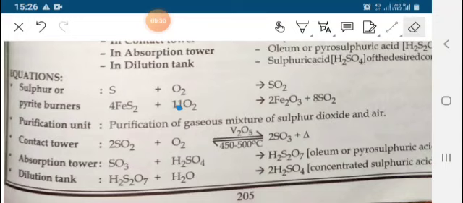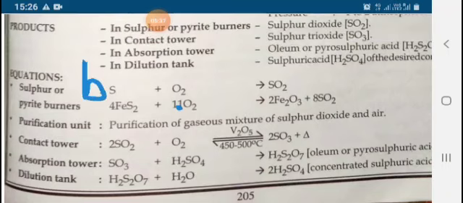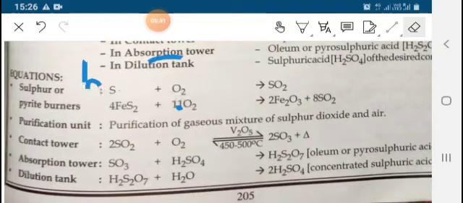Second question you can note down. Give one method of preparation of sulfuric acid.